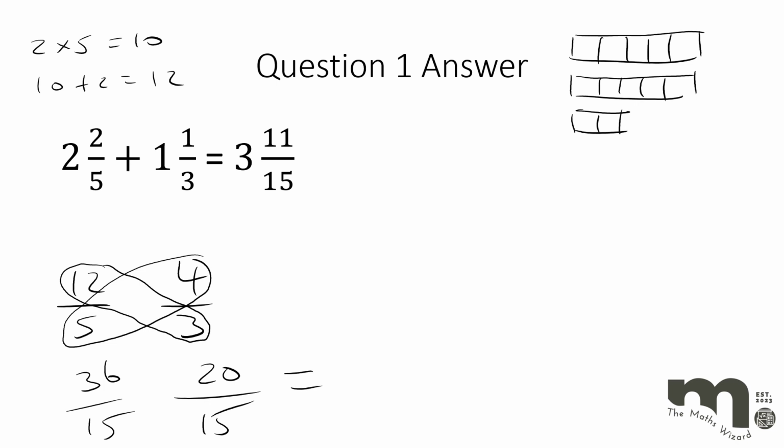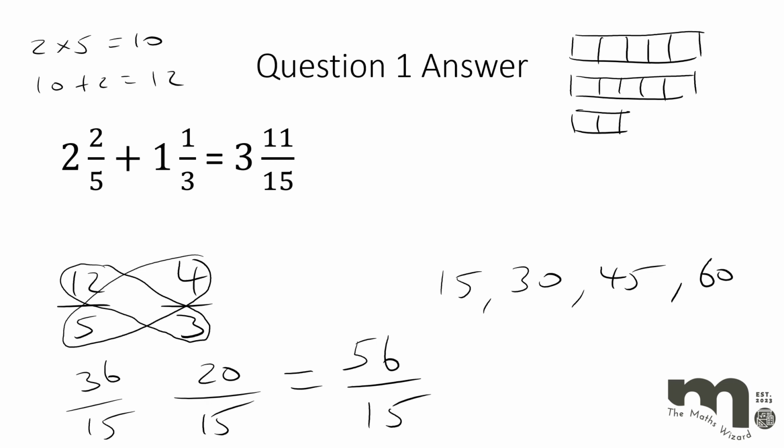And now when we add them together, 36 add 20 is 56. Then we've got 15 on the bottom there. Now we've got an improper fraction answer here. So now we need to turn that into this mixed number at the top. So we've got 15, then we've got 30, then 45, then 60. Now we've got 56 on the top here.